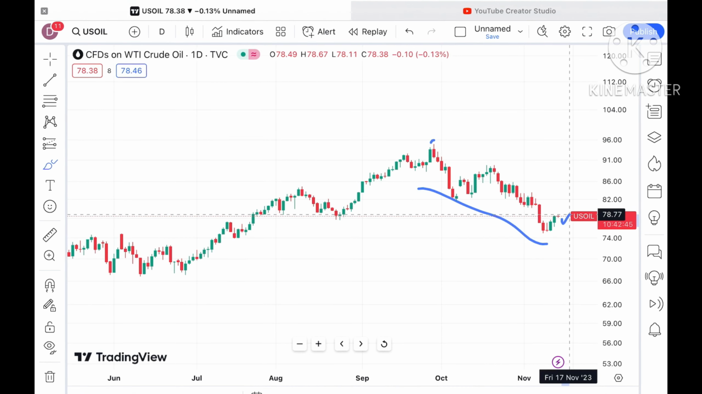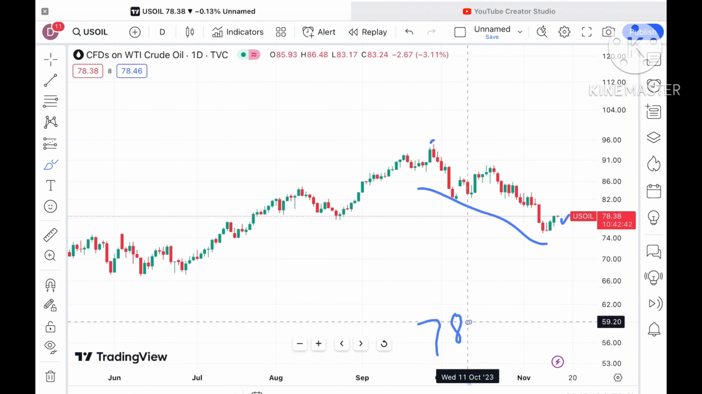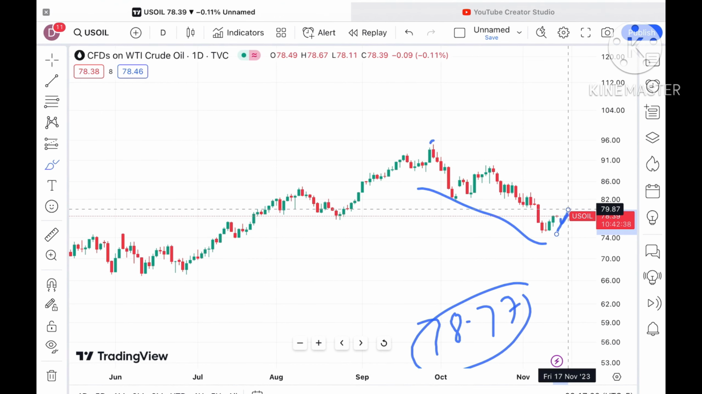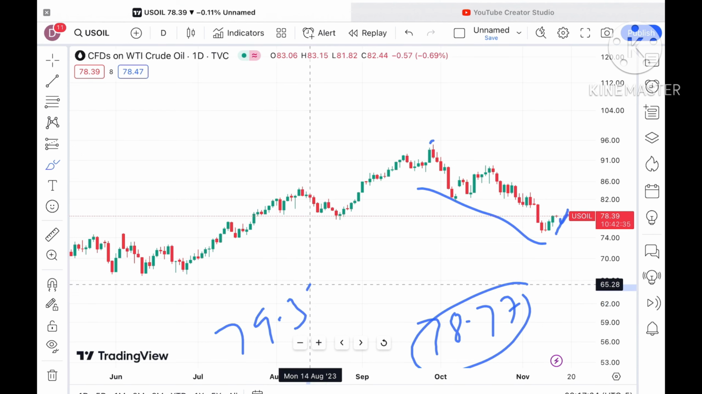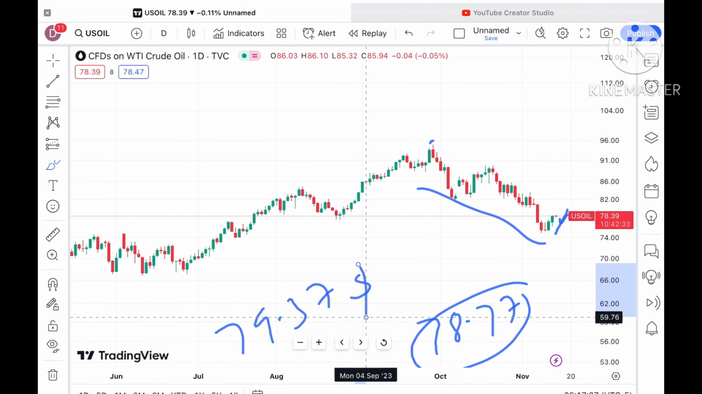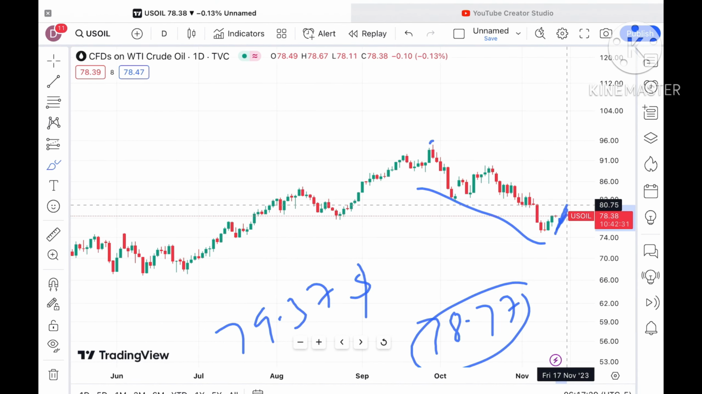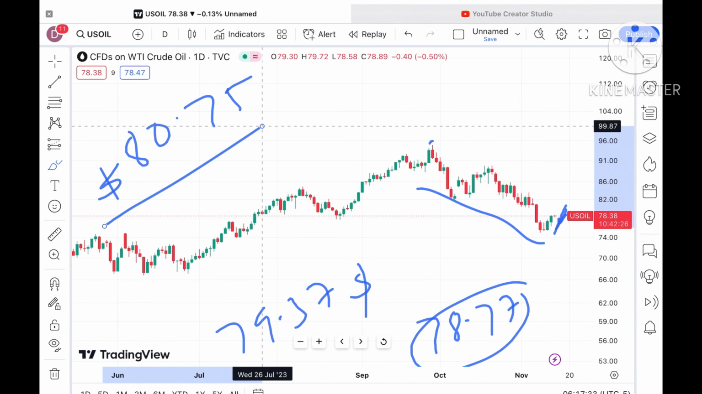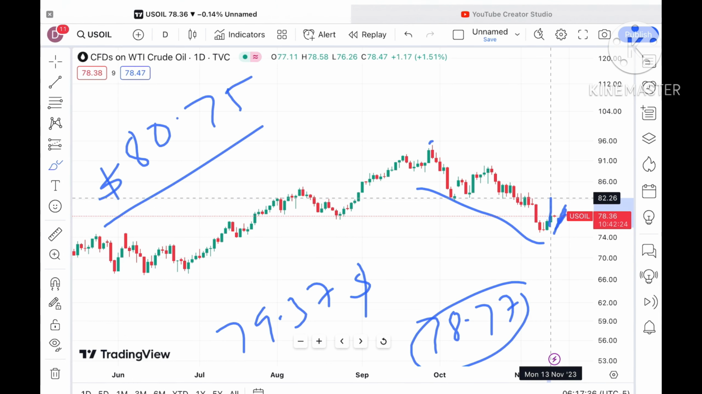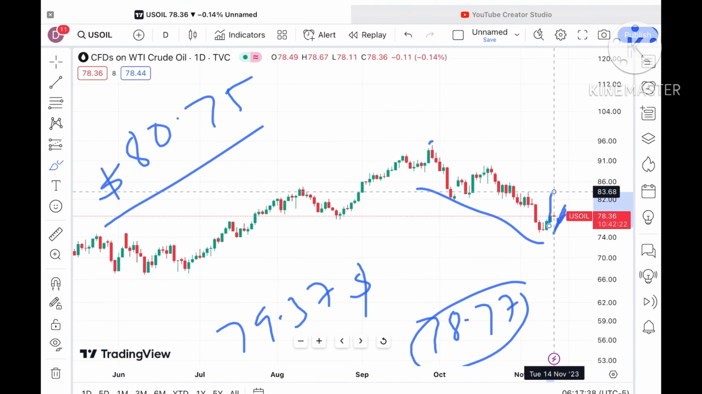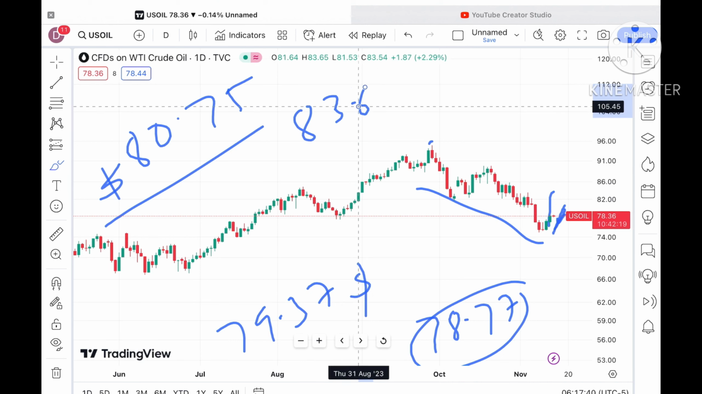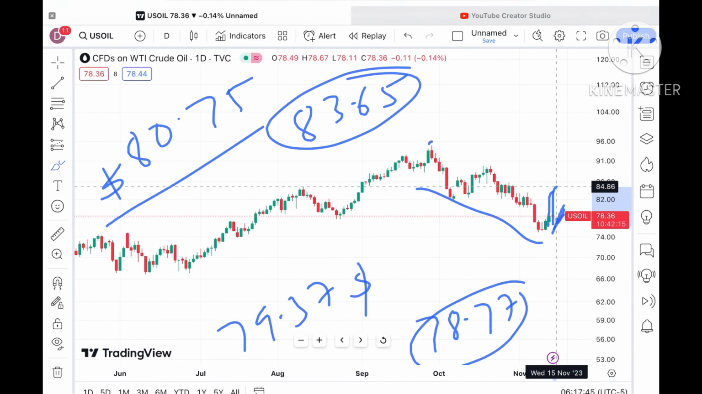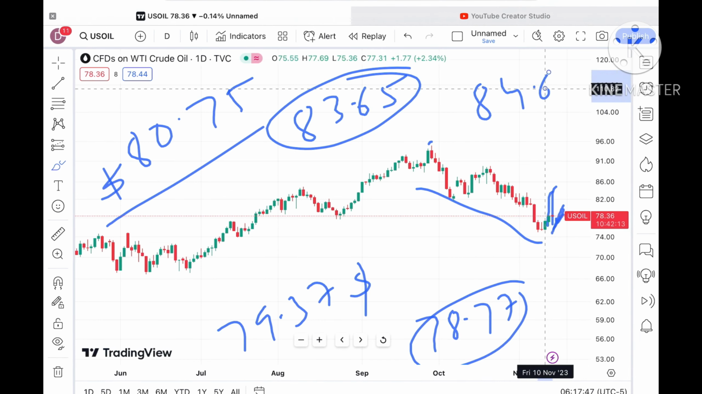Suppose if the price sustains this level, it can go towards a level of $78.77. If it starts going further high, then it will go towards a level of $79.37. Once it goes above 79.37, a probability of crossing around 80.75 we can see. This 80.75 is already being tested, so chances are high it will go further high and touch a level of around 83.65. This 83.65 is already being tested, so chances are high it will go towards $84.65.